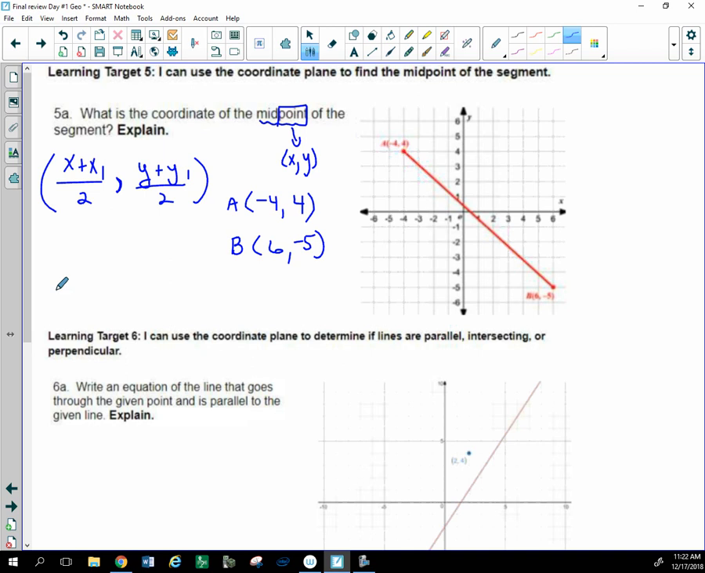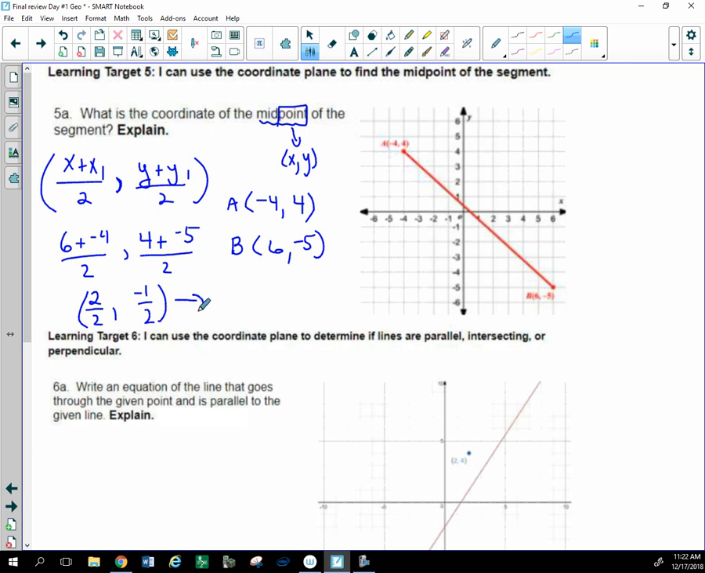So I'm going to add my two x's together. I'm going to take 6 plus negative 4 and divide it by 2, and do the same with the y's: 4 plus negative 5, divided by 2. Well, 6 plus negative 4 is 2, so I get 2 over 2. And over here, 4 plus negative 5 is negative 1 over 2.